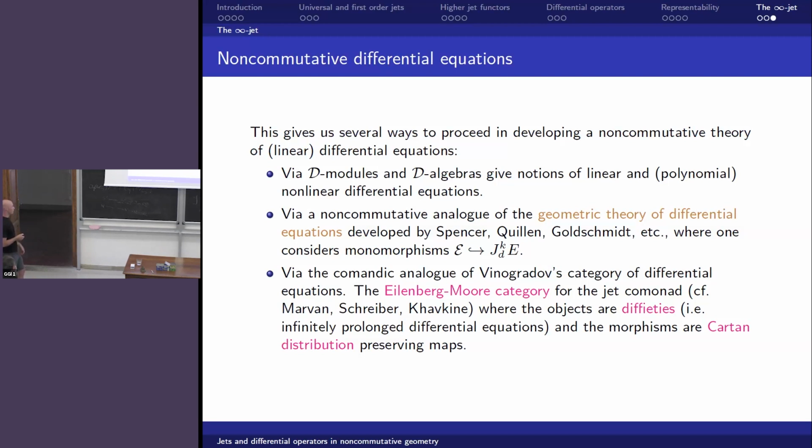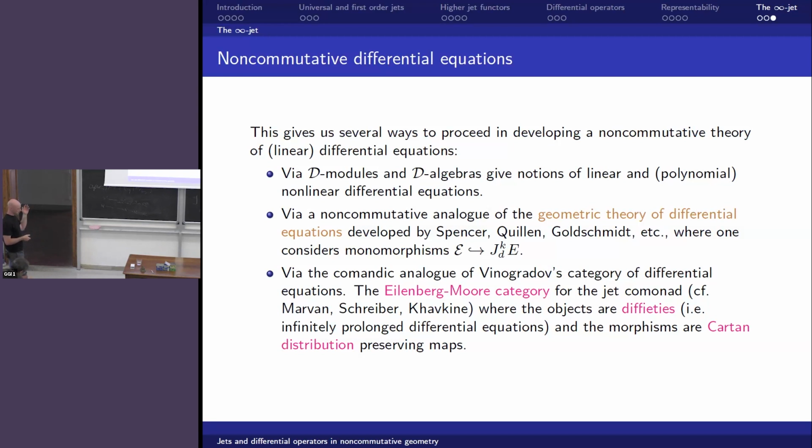But there are other notions of differential equations, so a more classical differential geometric approach would be this geometric theory of differential equations. So Spencer, Quillen, Goldschmidt, they developed this theory, and this is where you consider some monomorphism into, in the classical case, a jet bundle. So you consider some sub-bundle of a jet bundle. This would be a linear differential equation. And then you might ask that it be formally integrable.